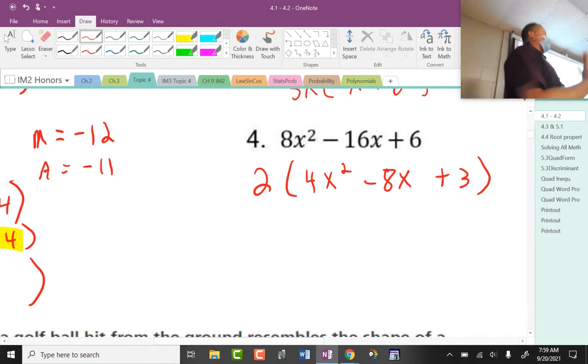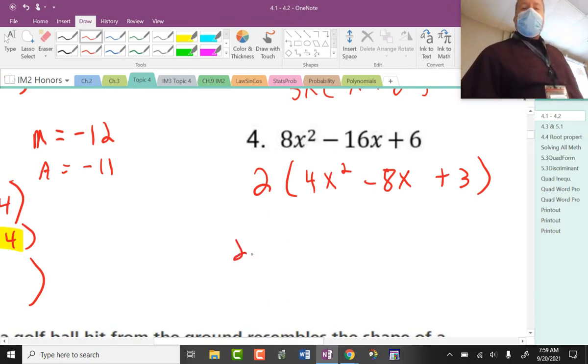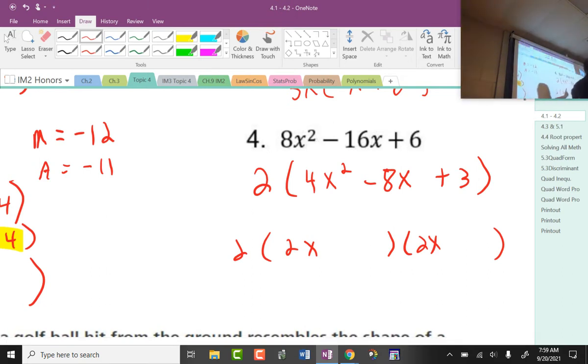See, 4x squared has two possibilities. It's either 2x and 2x or 4x and 1x. I'm trying to think of that middle term, 4, 3. Yeah, I'm thinking it's 2 and 2, just by thinking of the middle term. And this is where people that are numerate can actually have an imagination of the middle term. By the way, the middle is negative, and this last is positive. So this must be a negative and a negative.